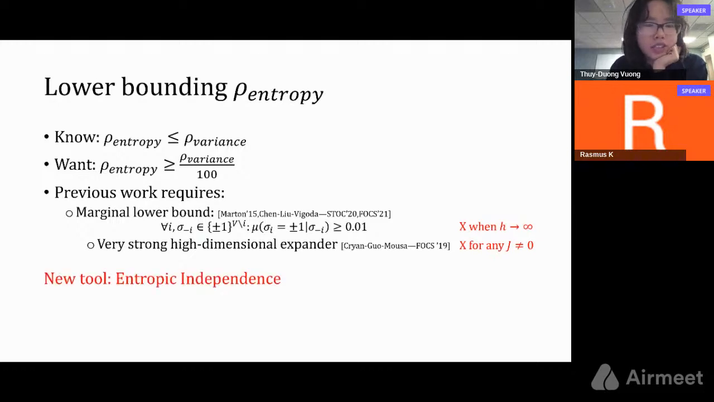So in order to establish this inequality, we introduce a new tool called entropy independence. Using this, we can prove the optimal mixing time for Glauber dynamics for the Ising model. Moreover, you can think of entropy independence as a way to lower bound the entropy conduction in terms of the variance conduction.